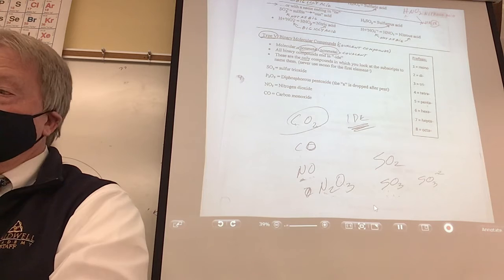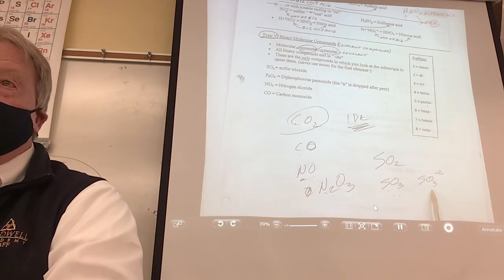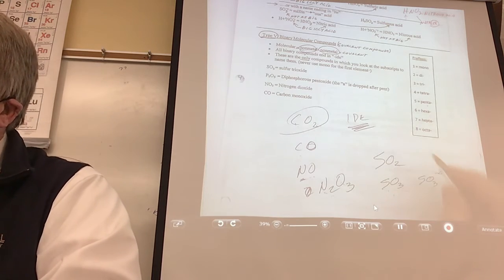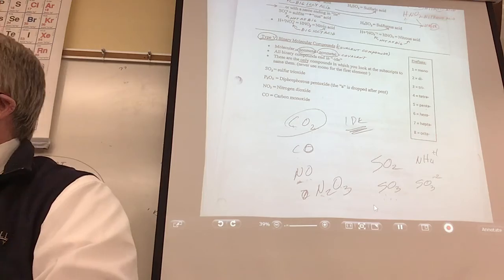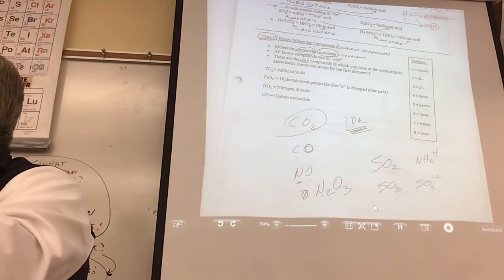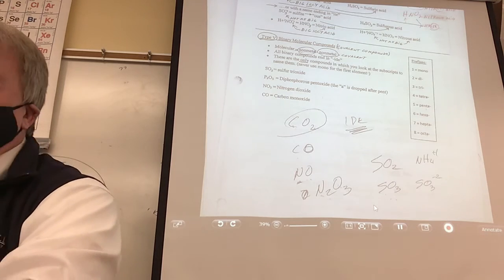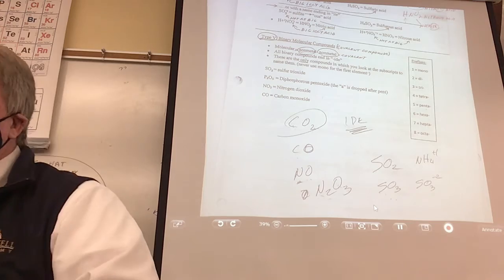I'll point to one. There's a group of atoms whose net charge is not 0. What do you call it? I'll do another one. There's another group of atoms whose net charge is not 0. Anybody? Last chance. Come on, raise your hand. Polyatomic. There you go. Polyatomic ion.